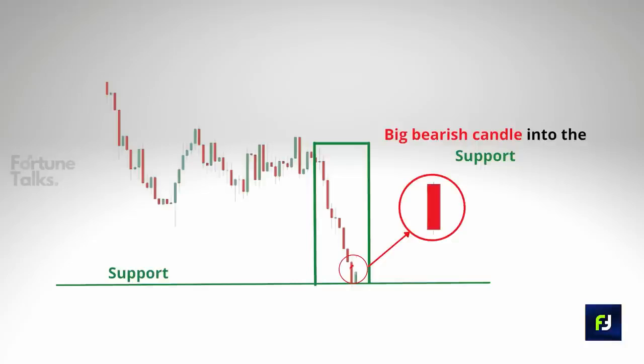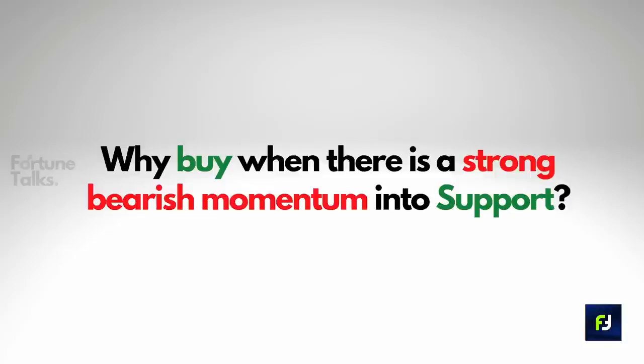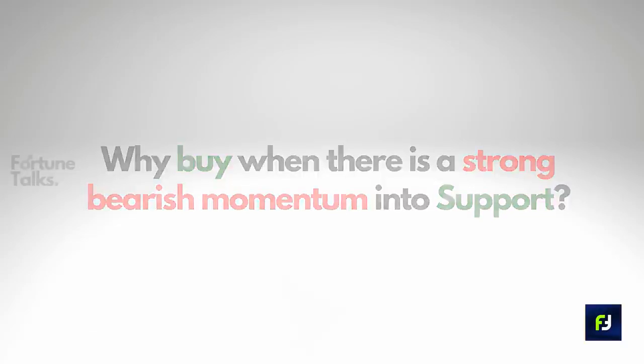Now this is what I mean by a power move or a momentum move. I know this sounds counterintuitive as to why one should trade a reversal when there is a strong momentum move. So you can ask me, why do you want to sell when there is such a strong bullish momentum into the resistance? And also, why do you want to buy when there is such a strong bearish momentum into the support level? Right now, don't worry, because as we move on, we will find clarity as to why I am talking about this.